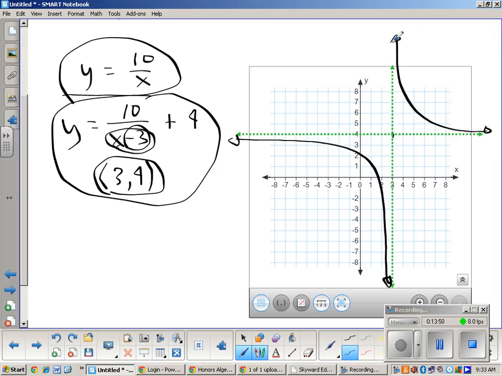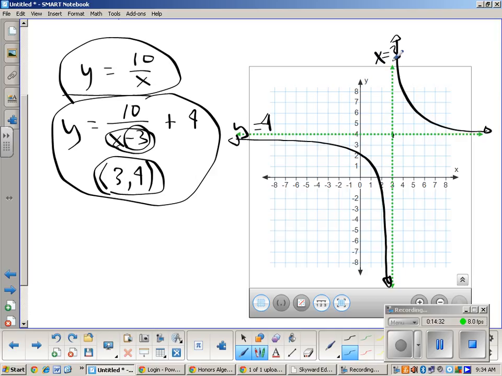Let me try it again. What is my horizontal asymptote? What equation represents my horizontal asymptote? You gave me the right number, but how do I write it as the equation? y equals 4. That's correct. And what is my vertical asymptote going to be? x equals 3.